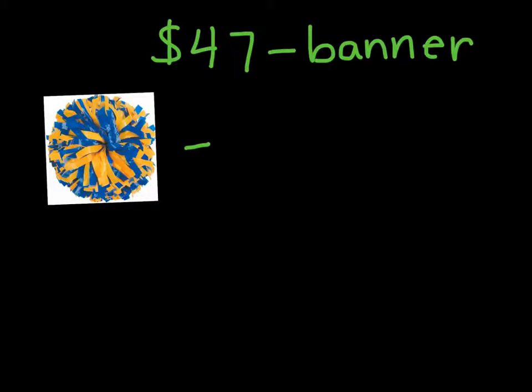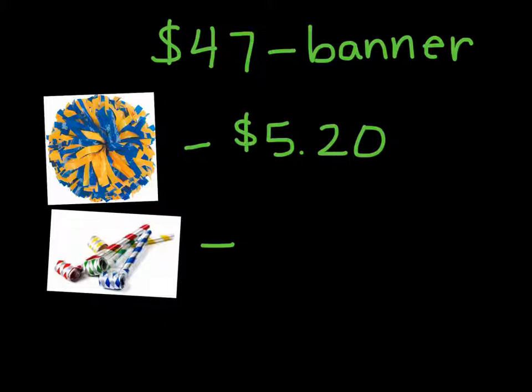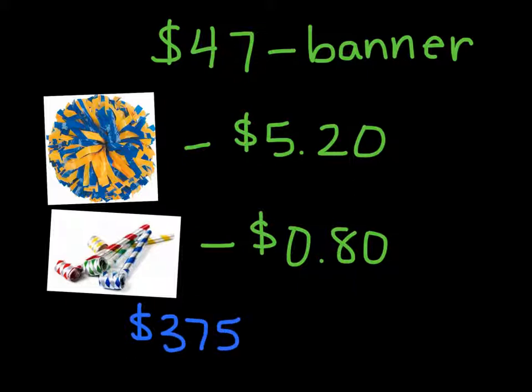Your school's basketball team is playing in the championship game. For the game, the cheerleaders want to buy a banner that costs $47. They also want to buy small items to give to students in the stands. Pom-poms cost $5.20 apiece, and noisemakers cost 80 cents each. The cheerleaders have a total budget of $375 for the game. If they buy an equal number of pom-poms and noisemakers, how many can they afford to buy?